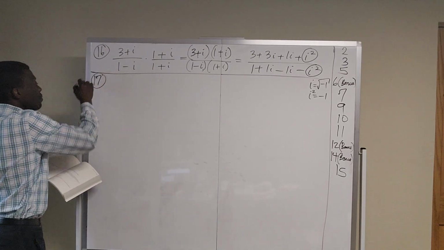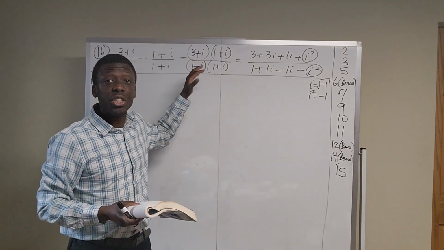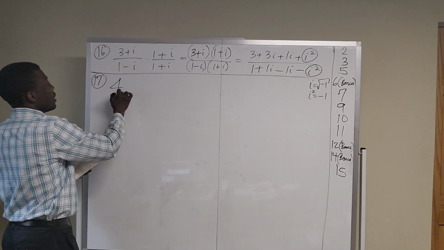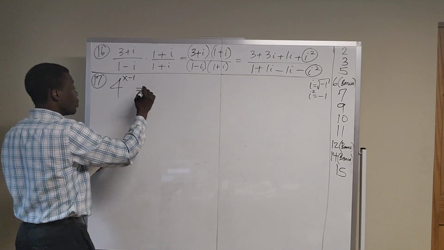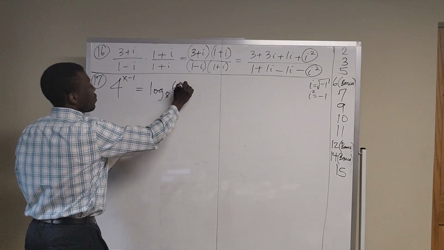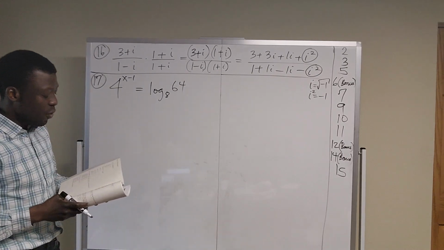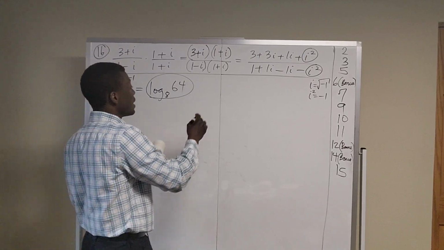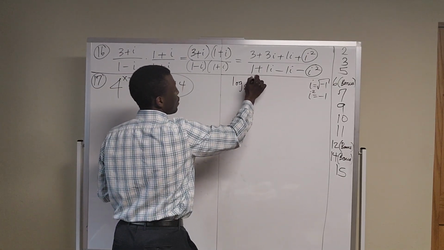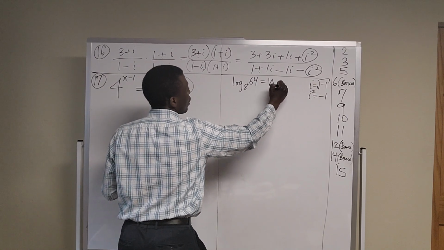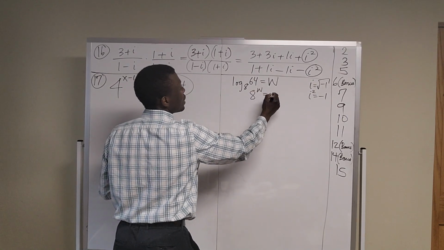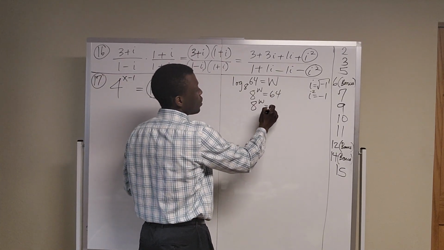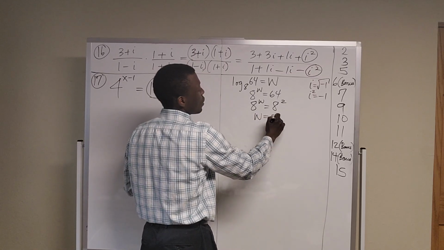Number 17, so as I said, today you will finish out the problem. I'm just going to get you going on some of these problems. Number 17 says 4 to the x minus 1 is equal to log base 8 of 64. So solve for x. Remember, with the log form and the exponential form, this is the same thing as saying log base 8 of 64 is some unknown. Let's call it w. That means 8 to the w is equal to 64. Now, what is w in this case? 8 to the w is equal to 8 squared. So w is equal to 2, right?